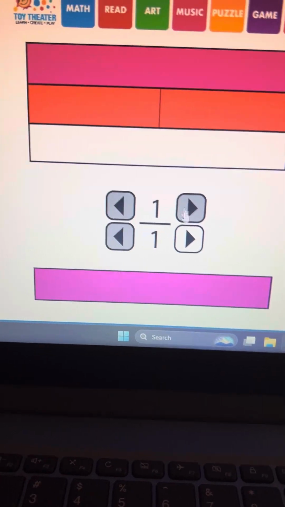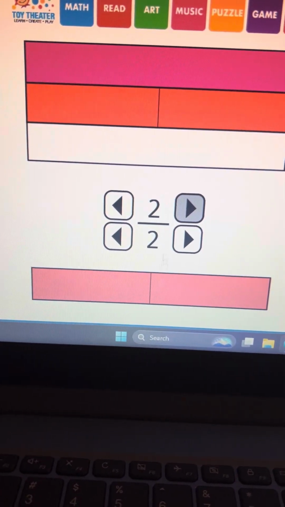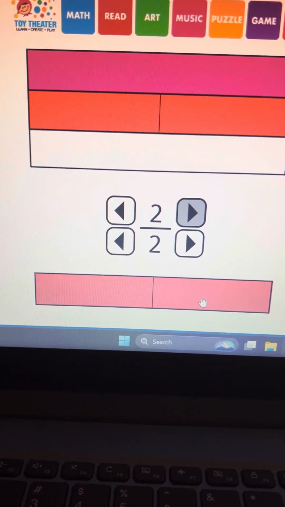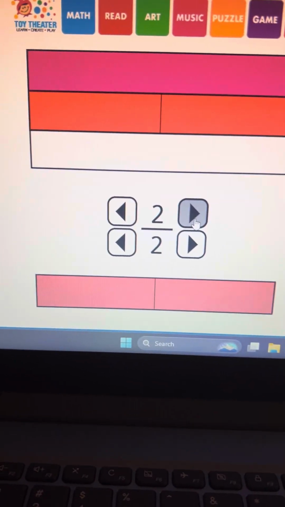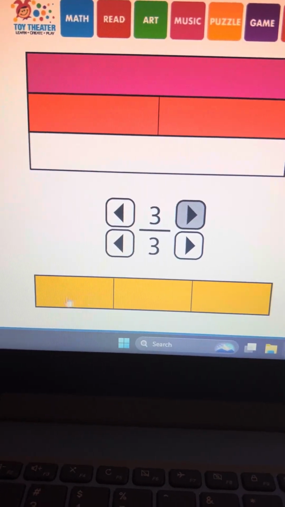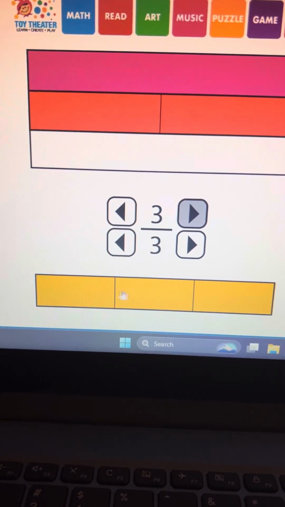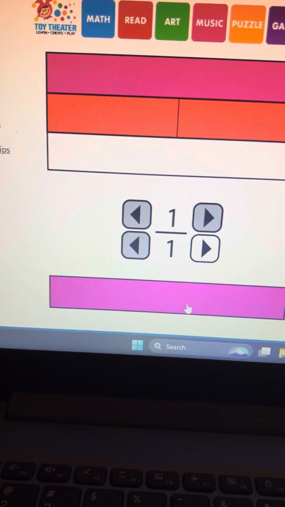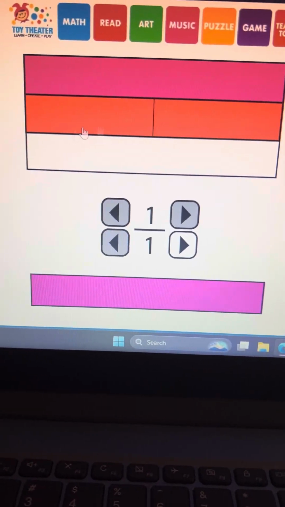If you have, let's see, 2 over 2, again, 1 rod. It is fully shaded, it is 1 rod. And same with any other number. Let's do 3. Again, 3 over 3, 1 rod. It is 1 whole rod. So, all right. So again, we're back to 1 rod, 1 full rod here.